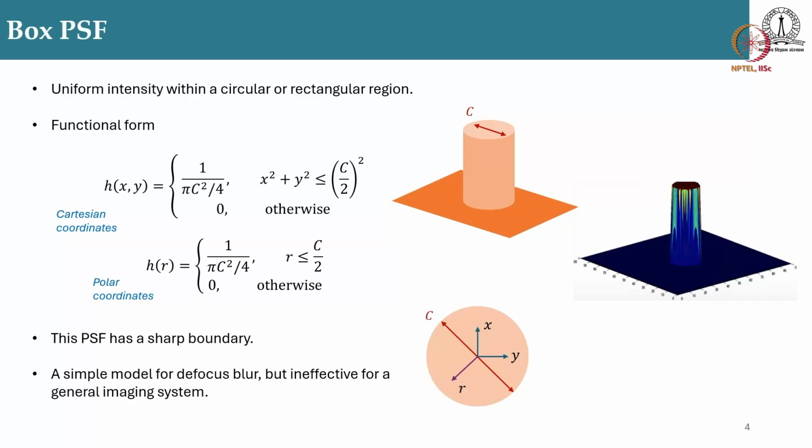The problem with this PSF is that although it's a very simple model which can be used to model this defocus blur, it is ineffective to be treated as a general blurring model for any imaging system. Also, this PSF has a sharp boundary, so there is a discontinuity at the end of this PSF, which we do not typically see in any imaging system. But it is still very useful, and it is sometimes used in superposition with some other blurring models to emulate a scenario.